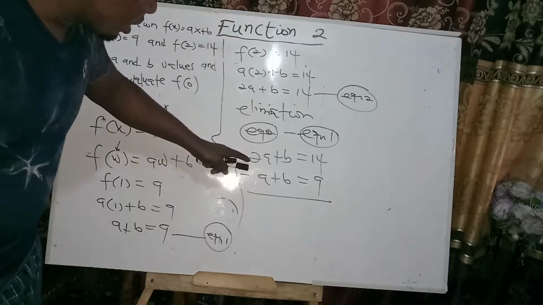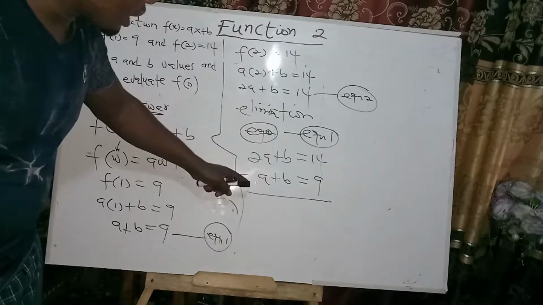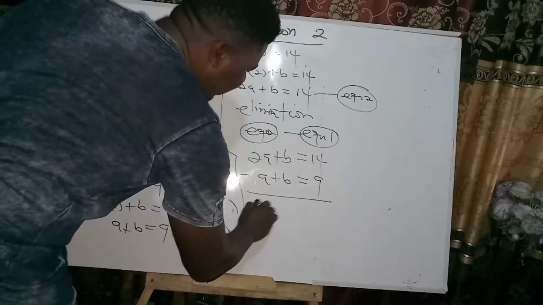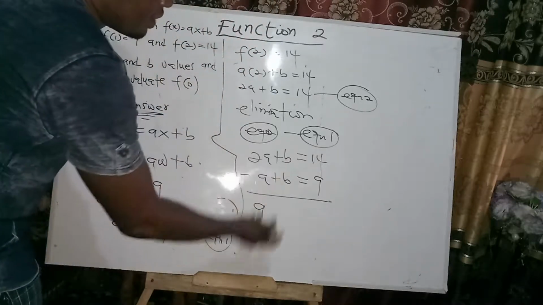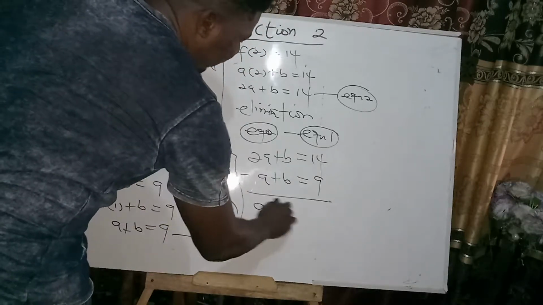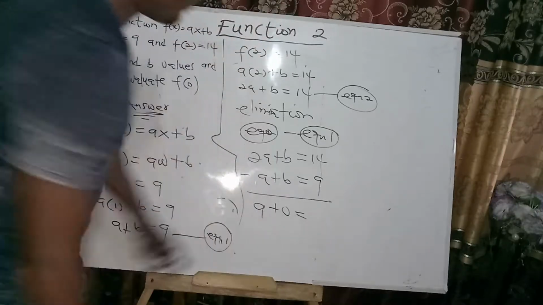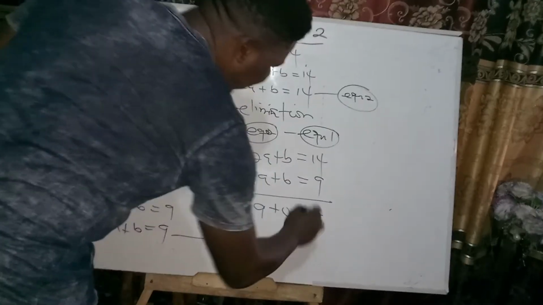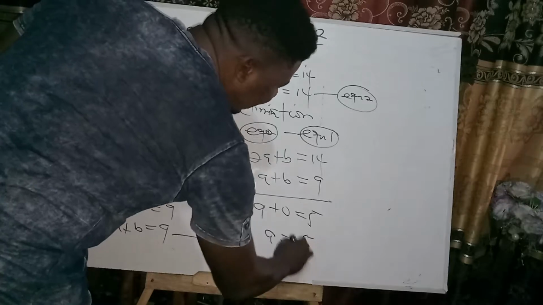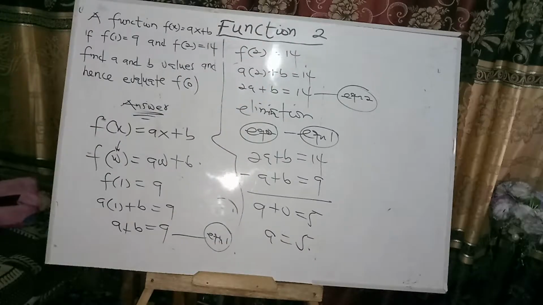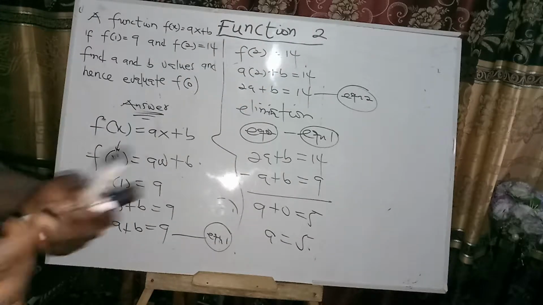When we have 2a and we are subtracting an a, that means it's going to be left with a. b minus b will be left with what? 0. 14 minus 9 will give us what? 5. So I know that my a is equal to 5. So at this point, I've gotten the value of a.